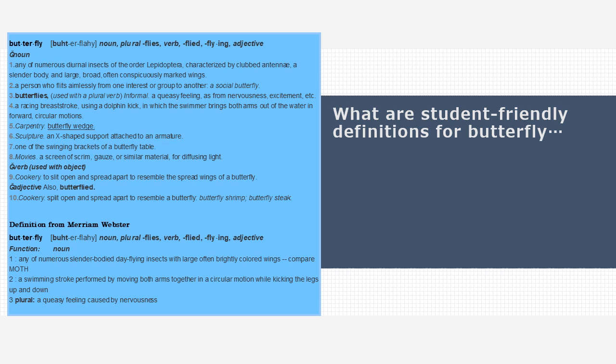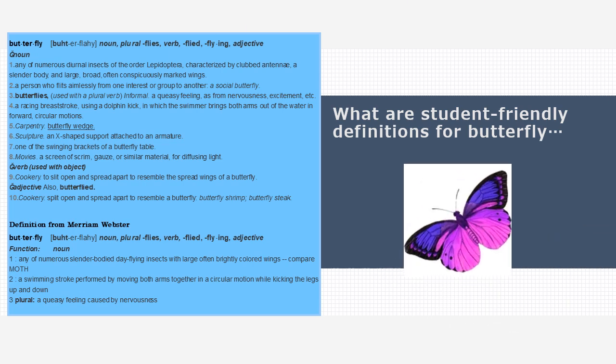Let's take a look at the student dictionary from Merriam-Webster. A butterfly is any of numerous slender-bodied, day-flying insects with large, often brightly colored wings. Compare moth. So you can see that this is using child-friendly language. It's a lot more comprehensible. It's contrasting butterflies with moths, so you have an idea that they're daytime and they've got slender bodies, brightly colored wings. But the easiest way of defining butterflies in a student-friendly manner is to show them a picture.